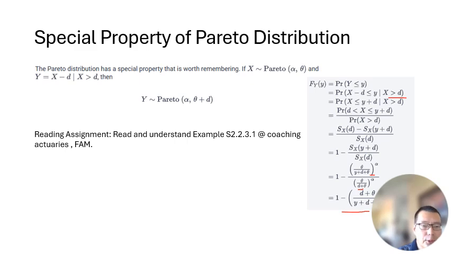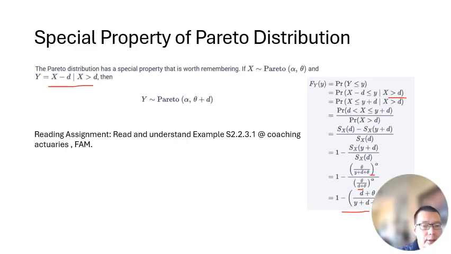That's why this special property of a Pareto distribution can be proved: when X follows a Pareto distribution with alpha and theta, Y is equal to X minus d, and we condition on X greater than d, then Y will follow the Pareto distribution, but with parameters alpha and theta plus d.